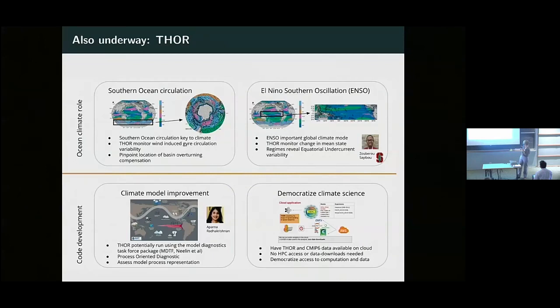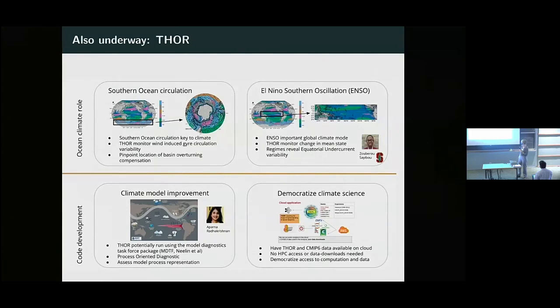And I also just want to highlight some of the other work that we're doing, where a student, Zubaru, has done some really fabulous work on El Nino Southern Oscillation. And Aparna Radhakrishnan here also I wanted to highlight, because we're hoping to run Thor in the Model Diagnostics Task Force package that's actively used to actually improve climate models.